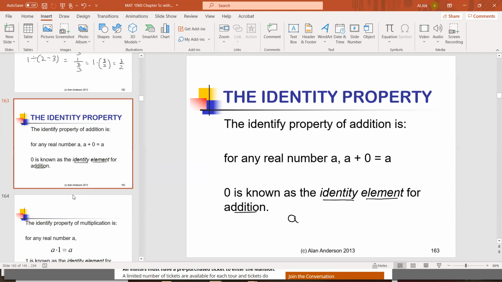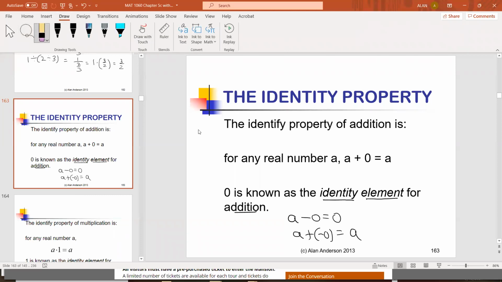And by the way, that would also be true of subtraction. Remember, subtraction is just this anyway. Oh, sorry, I wrote the wrong thing here. This should have been a. All right, so this is not affecting anything. So 0 is the identity element for addition.